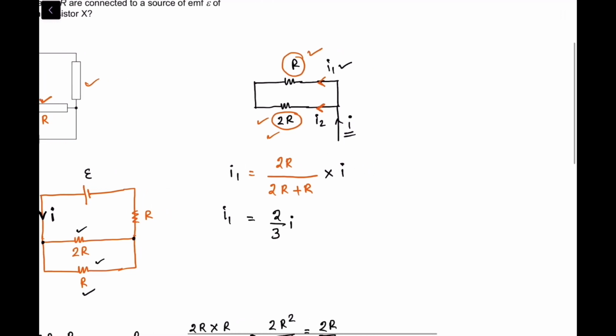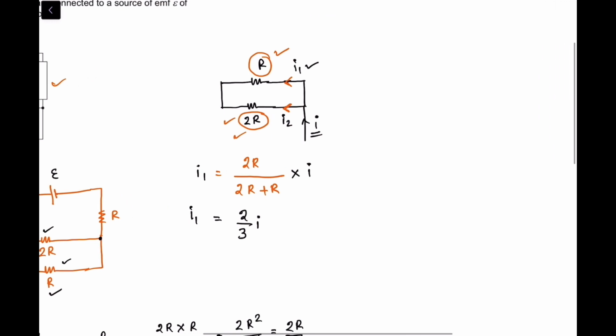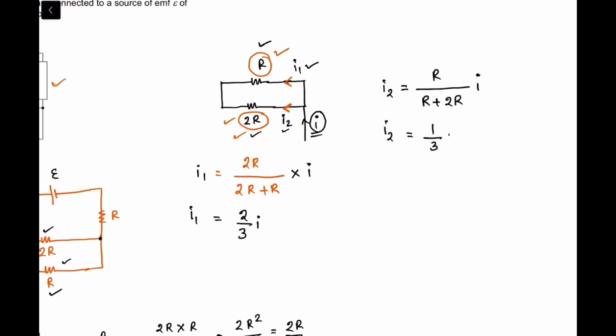Similarly for I2, how can you find I2? What is the opposite resistance to I2? R, right? Divided by the two resistances, that is R plus 2R, multiplied by the original current. What is the original current? I. So I2 would be equal to 1 by 3 times of I.